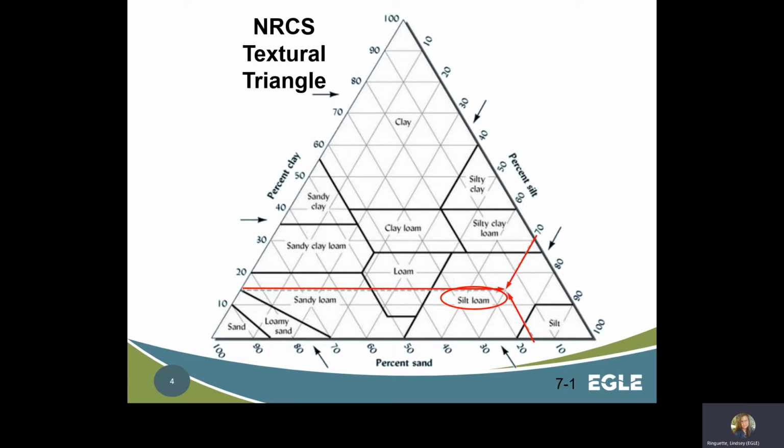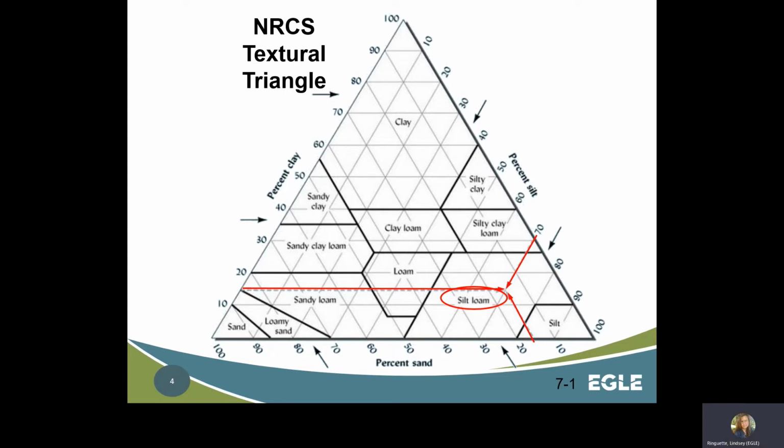Classifications are typically named for the primary constituent particle size or a combination of the most abundant particle sizes, such as sandy clay or silty clay. A fourth term, loam, is used to describe a roughly equal concentration of sand, silt, and clay, and lends to the naming of even more classifications, such as clay loam or silt loam.